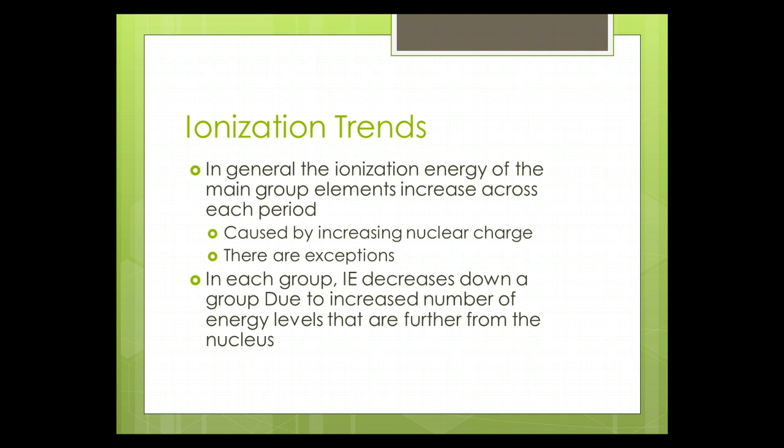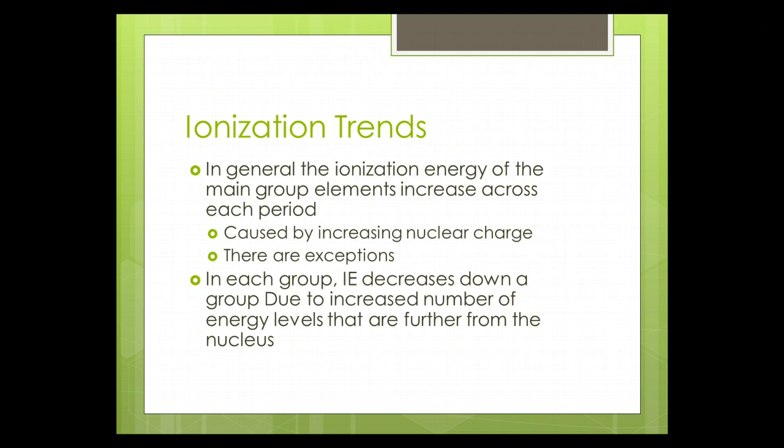So, in general, the ionization energy of the main group elements increases from left to right. This is caused by increasing nuclear charge. It's going to get more and more difficult to pull off that electron. There are exceptions, and we'll talk about those in class and which ones I expect you to remember.